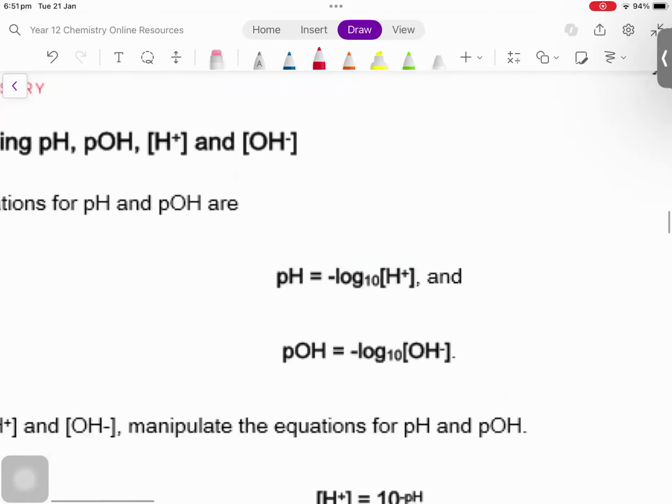Grab this down. pH is negative log base 10 of the concentration of hydrogen ions. And for pOH, you just put the different formula in. So pOH is negative log base 10 of the concentration of OH minus.